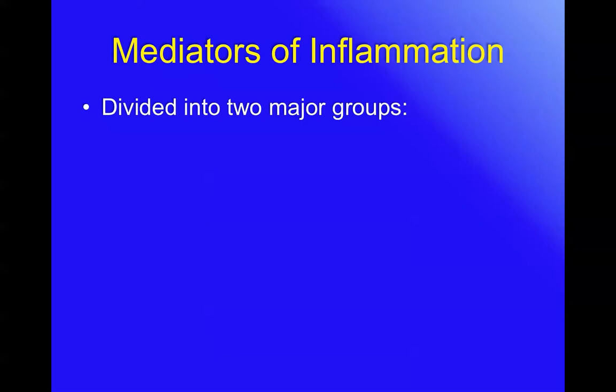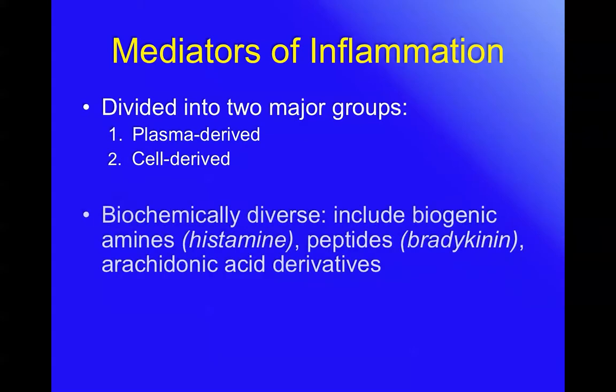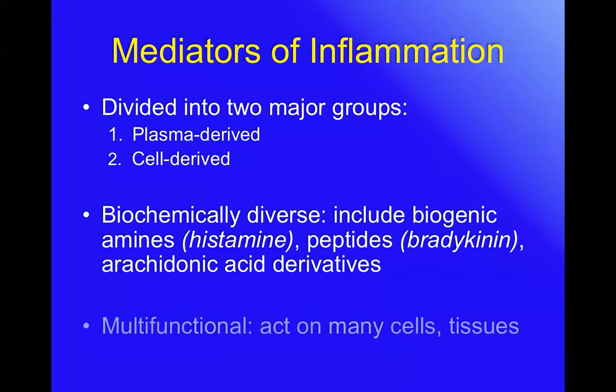What are these chemical mediators of inflammation? Well, they can be divided into two major groups: the plasma-derived or the cell-derived. They are biochemically diverse and include biogenic amines, such as histamine, peptides, such as bradykinin, and arachidonic acid derivatives. These mediators are multifunctional and may be involved in several inflammatory reactions, act on many different cells and tissues in the body, and many of them have overlapping functions.